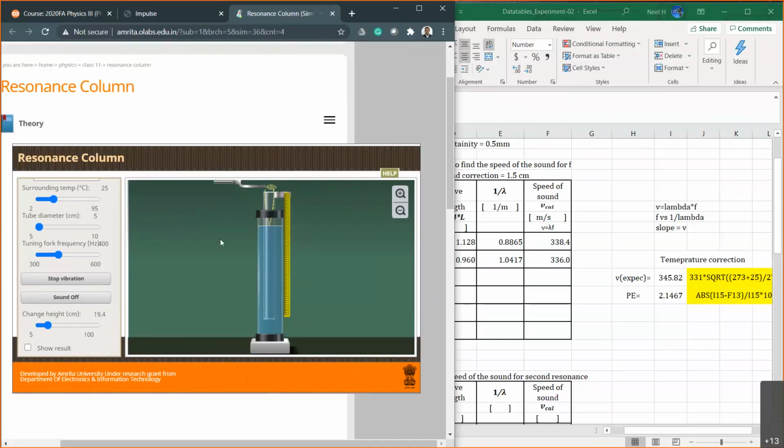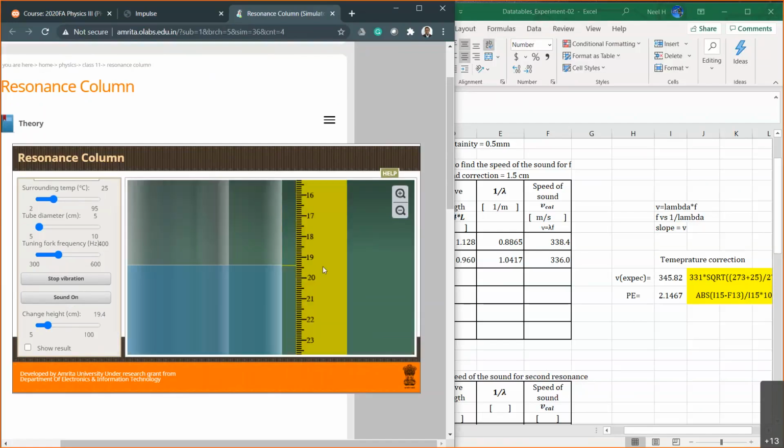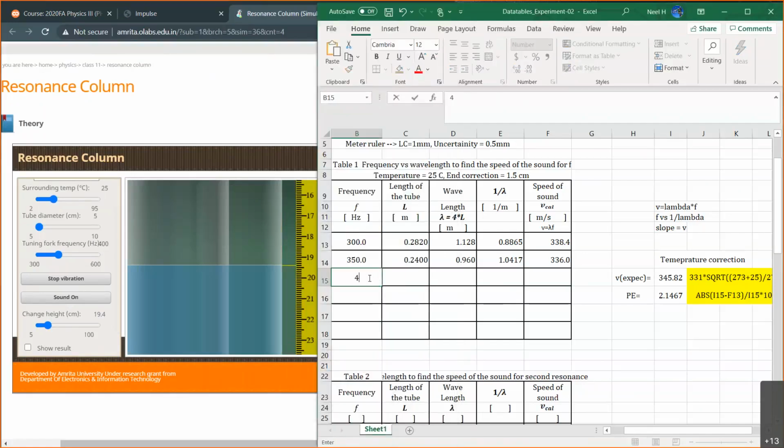When you feel the maximum intensity there, stop and make the sound off, and then you can read the length here, but instead we'll measure it as we do in class setting by using the meter ruler. 19.4. Okay, so now we are on 400.